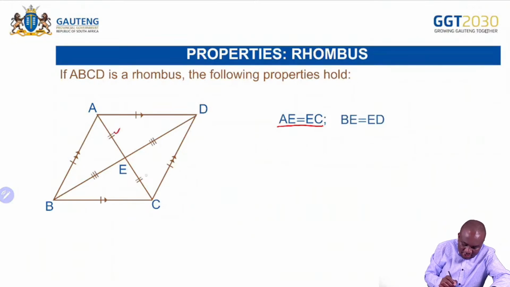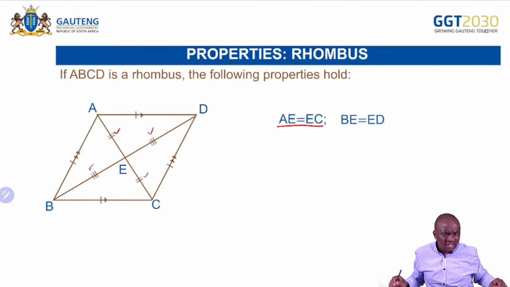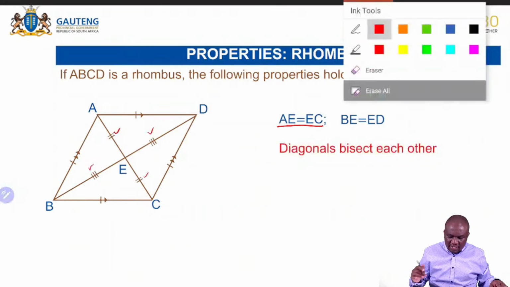I've indicated these two to show that they are equal, and then I've indicated these two to show that they are equal. So BE is equal to ED. So what can you say about the diagonals? Do they bisect each other? Yes, the diagonals bisect each other, just like in the previous parallelogram. Okay, please write that information: the diagonals bisect each other. Okay, that's the rhombus.